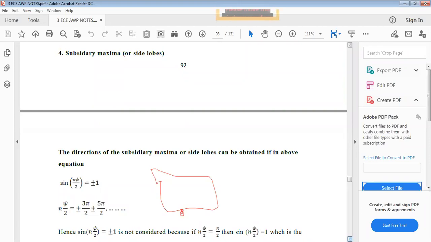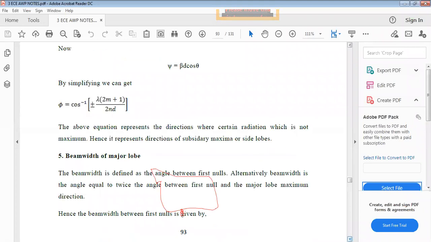Similarly here, the significant subsidiary maxima, in the sense side lobes, have amplitude values which lie between plus or minus 1. Simply, that expression sin(n psi/2): set sin(n psi/2) equal to plus or minus 1, then find the values of the subsidiary minima and maxima. We simplify the above expression to cos inverse of lambda times (2m plus 1) by 2nd, that is the reference.